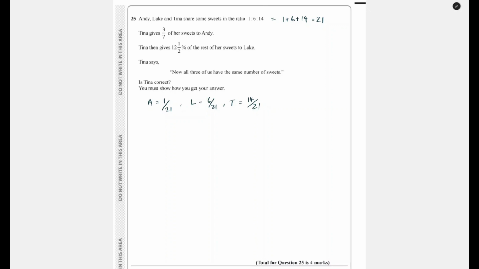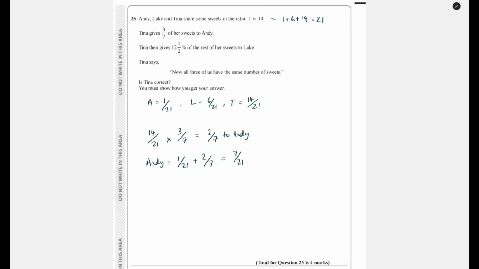The first part of the question says that Tina gives 3/7 of her sweets to Andy. So that's 14/21 multiplied by 3/7, and that's equal to 2/7. So she gives 2/7 to Andy. And so Andy now has the original 1/21 sweets plus the 2/7 sweets that Tina has just given him. And so that's a total of 7/21 sweets for Andy.